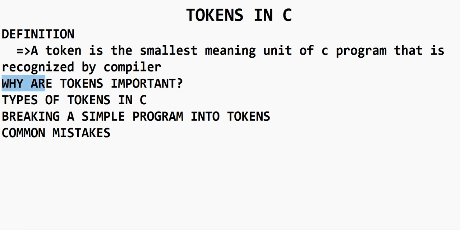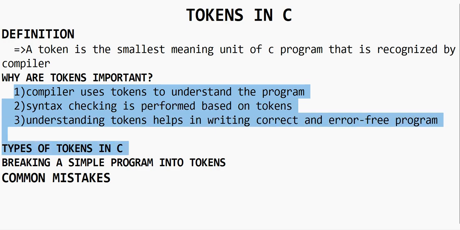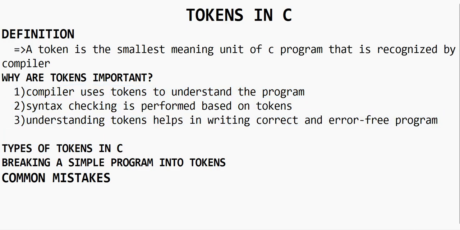Next, coming to why these tokens are important. Here are three reasons why tokens are important. I am not saying that only three are there. There are many, but these are the most important. The first one is that the compiler uses the tokens to understand the program. I have initially said the compiler divides the program into the smallest meaningful units through the tokens, and understands the program, analyzes the program, and executes the program.